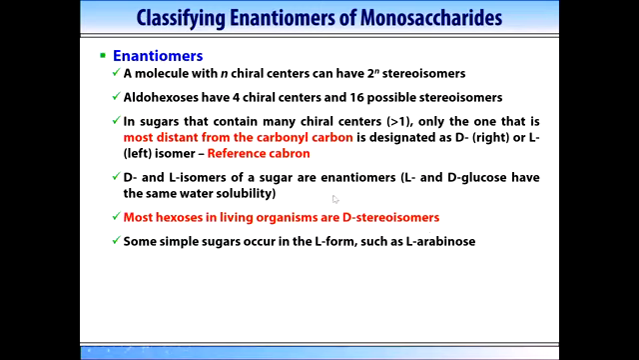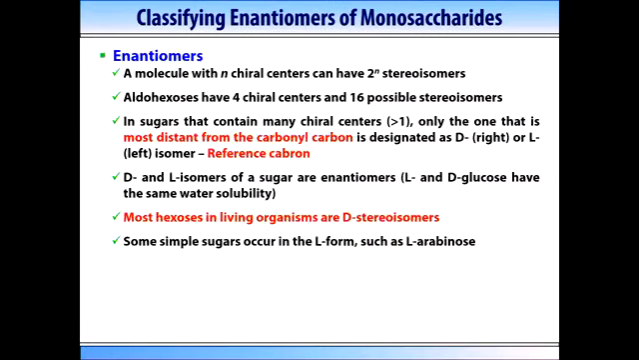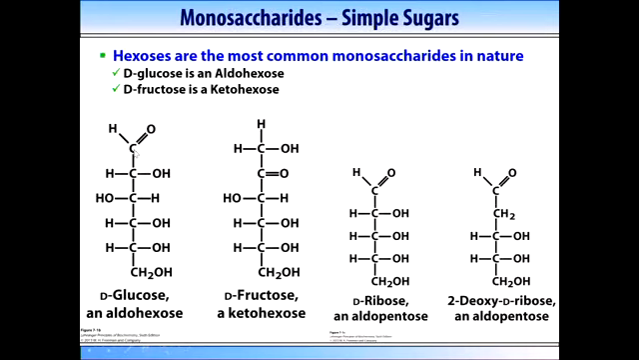Speaking about enantiomers, a molecule with N chiral centers will have 2 to the N stereoisomers. So aldohexoses have 4 chiral centers and therefore 16 possible stereoisomers. Now let's go back and open any glucose molecule that we have. Is this a chiral center or not? No, so we do not count this one. Is this one chiral? Yes, 1. This one? 2. This one? 3. This one? 4. And this one? No. Why not? Two hydrogens, exactly.